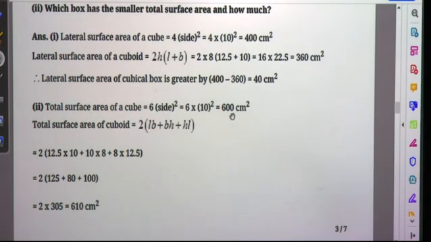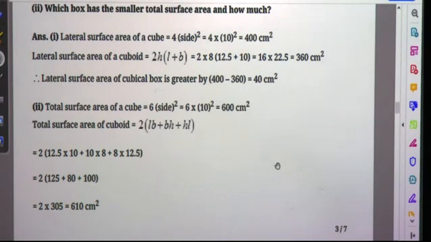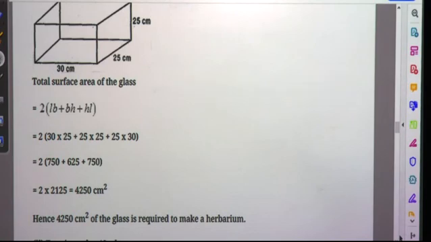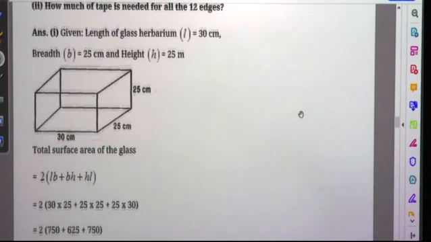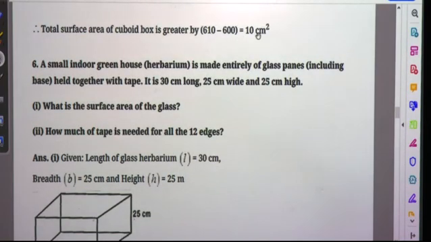The total surface area of the cube is 600 centimeter square and total surface area of the cuboid is 610 centimeter square. What has been asked here? Which box has a smaller total surface area and by how much? Now, who is having smaller total surface area? It is the cubical box that is having smaller surface area. And by how much? It is smaller by 10 centimeter square.